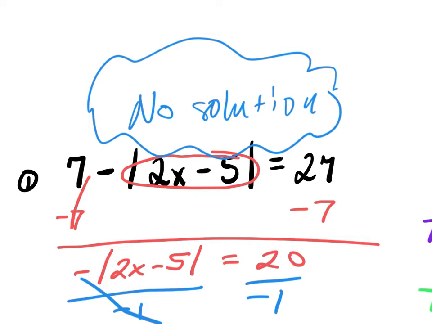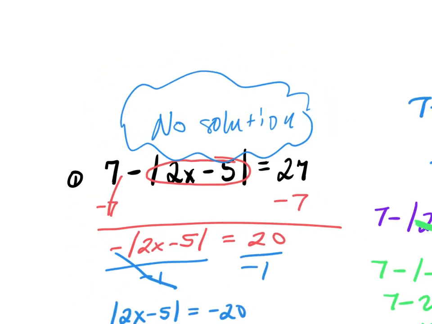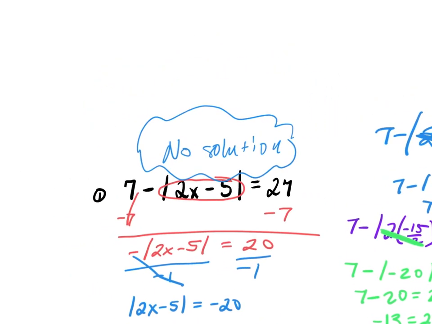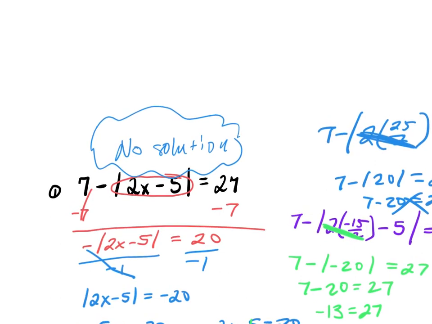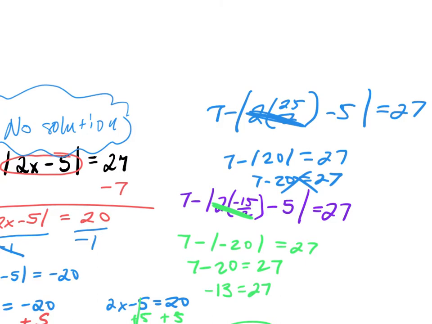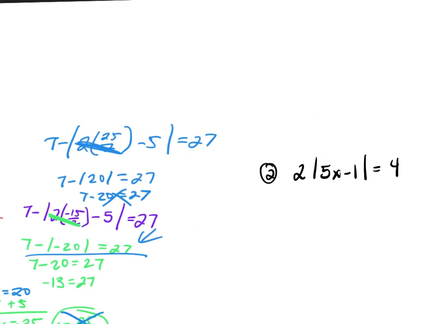Yes, ma'am. When you get to the absolute value of 2x minus 5 is equal to negative 20, can you just stop there? Yeah. Yes. The question was, when you get to like this line right here, can you just stop? Yes, because you guys are showing me that you understand. Oh, wait, when I plug that back in, it doesn't work. Yeah, good question. All right, let's look at number 2.